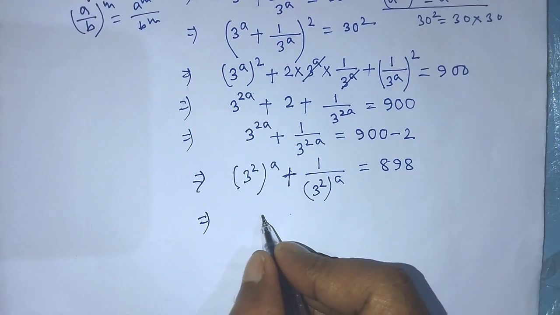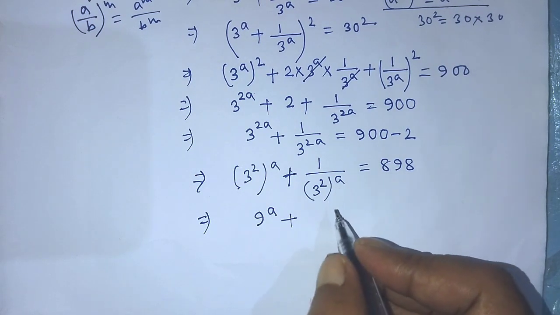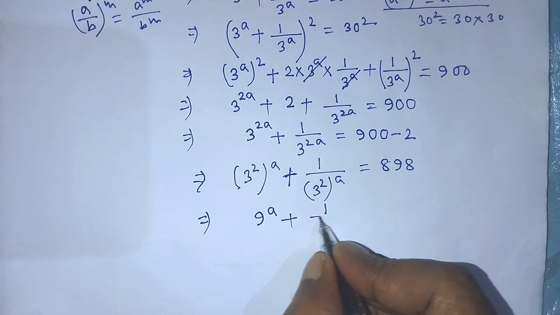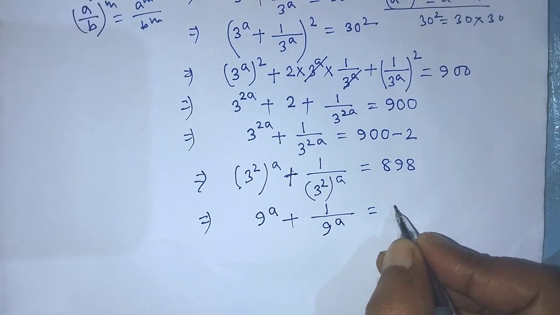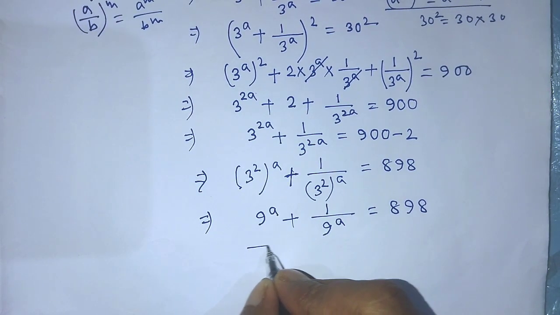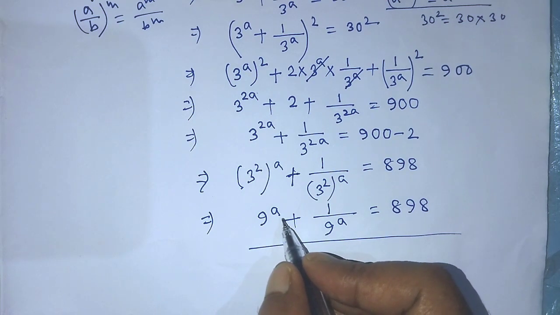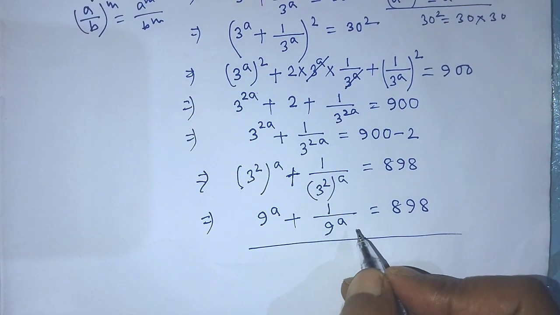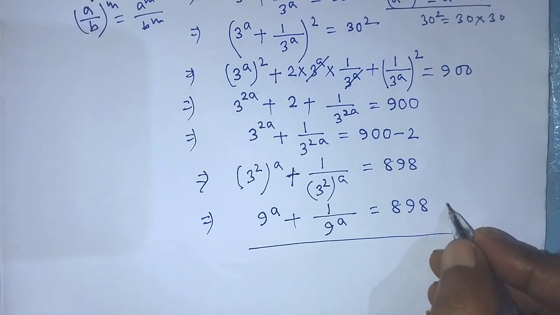So student, on the left hand side we can write from this algebraic expression 3 square, that is 9. So we can write in here 9 to the power a, plus in the second term we can write 1 over 9 to the power a is equal to 898. So this is our final answer. So my dear student, the value of 9 to the power a plus 1 over 9 to the power a will be 898. So this is our final answer.